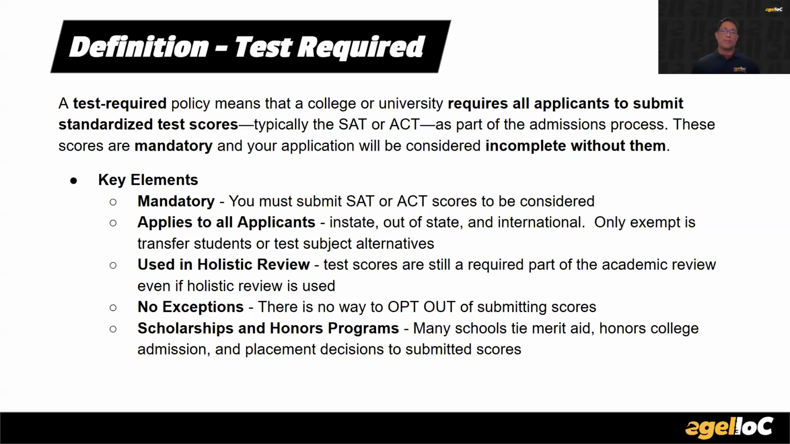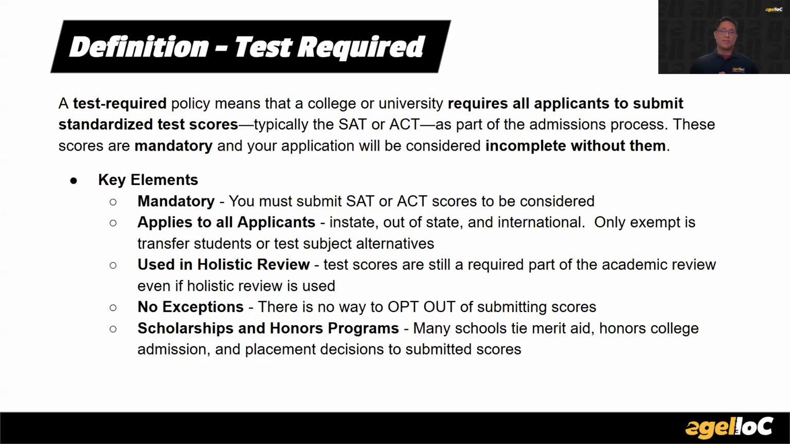Now, it's also used within the holistic review, because everybody understands that throughout the United States, the majority of the schools out there are using what's called a holistic review. They're no longer just accepting students based on GPA and SAT or ACT scores, like the UCs used to, like in 2012. So test scores are still a required part of the academic review, even if the holistic review is used.